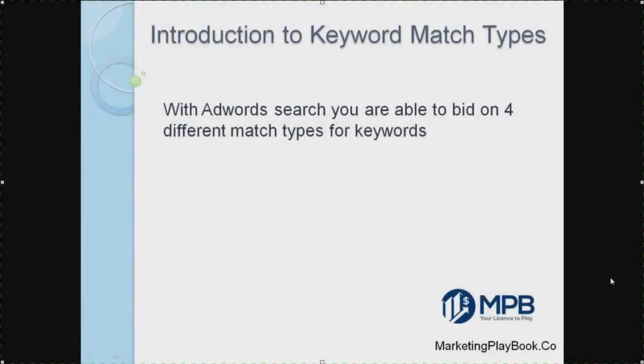Hi, this is Jacob, and in this video we're doing an introduction to keyword match types. With AdWords search, you're able to bid on 4 different match types for a keyword.